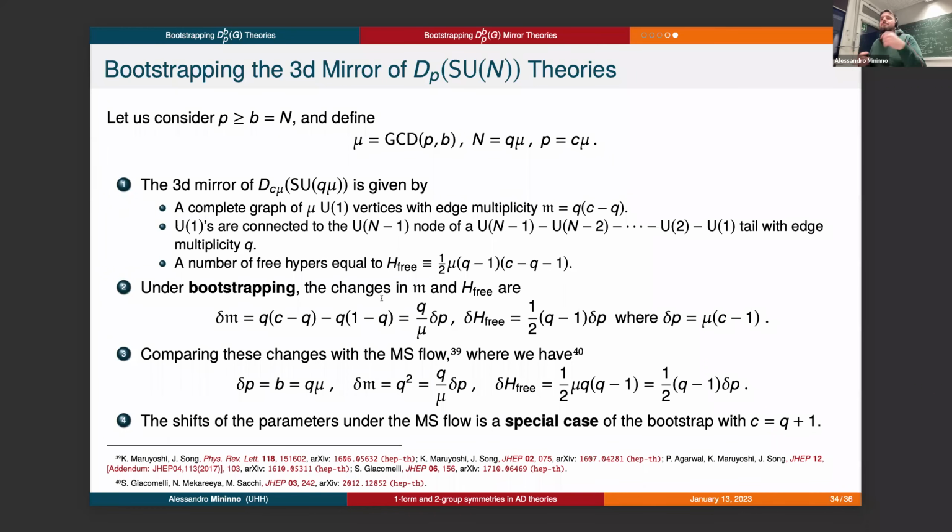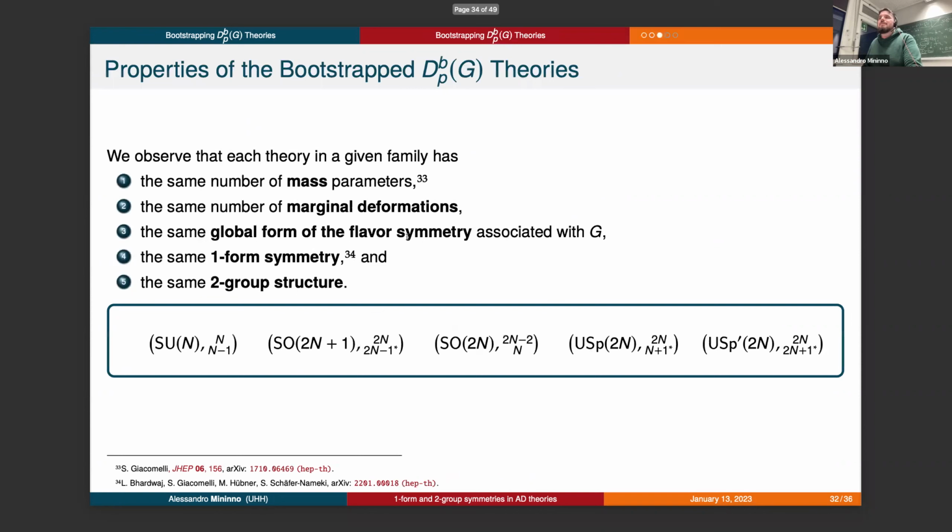I mean, they have the same masses and marginal deformations, so the only possibility is that they grow in size of the rank of the gauge group in one theory, or if you look at the 3D mirror, the number of free hypers that you have can be increasing in number. Yes, that's it. They're just bigger in ranks. Yes.